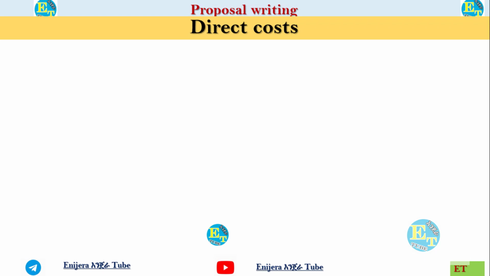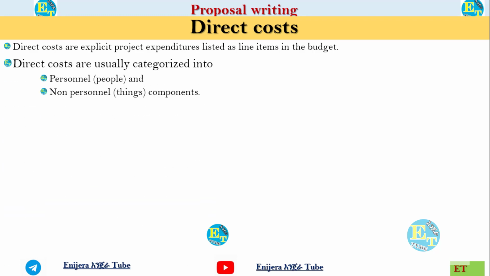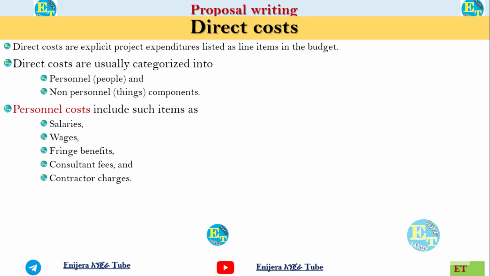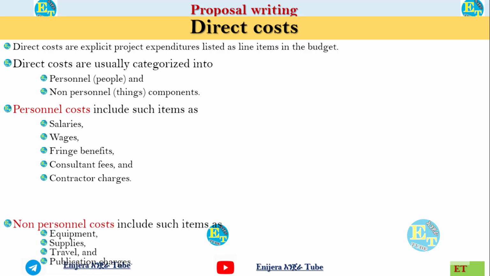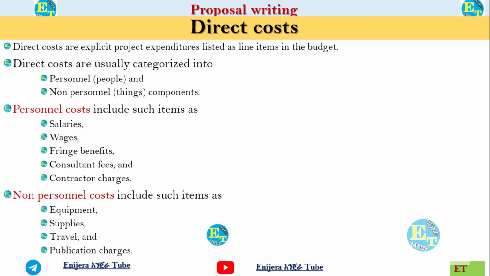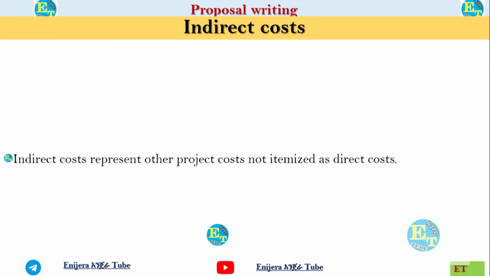The budget can have direct cost or indirect cost. Direct costs are explicit project expenditures listed as line items in the budget. Direct costs are usually categorized into personnel and non-personnel components. Personnel costs include such items as salaries, wages, fringe benefits, consultant fees, contractor charges, and non-personnel costs include such items as equipment, supplies, travel, and publication charges. These are personnel costs.